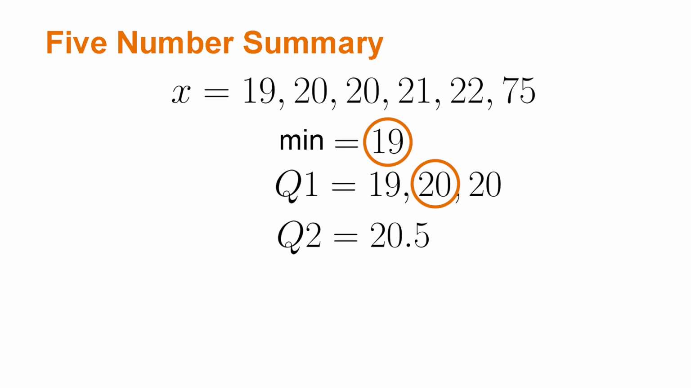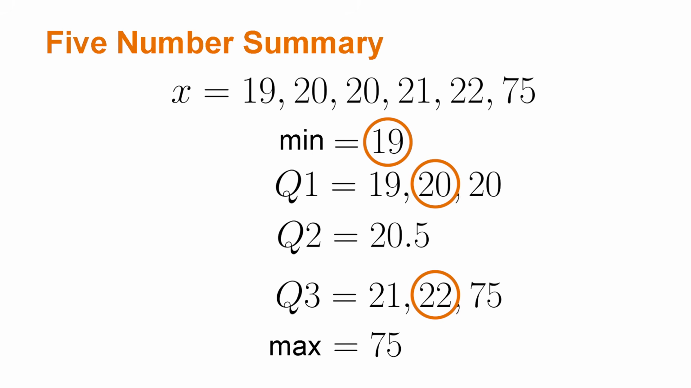Q2 is our median, which we calculated previously to be 20.5. Next, our Q3 is calculated by finding the median of the upper half of our data and then including the higher median in that dataset if we have 2 medians. This gives us a value of 22. Lastly, our max is the highest value in the dataset, which would be 75.